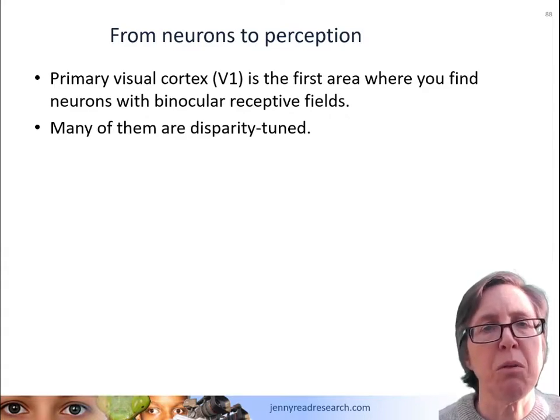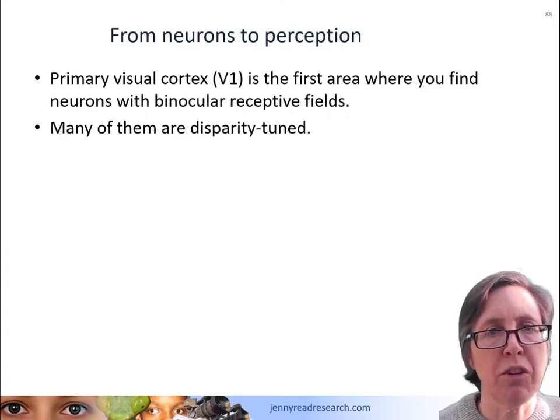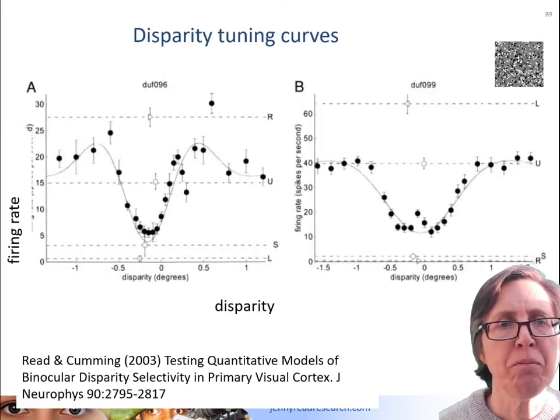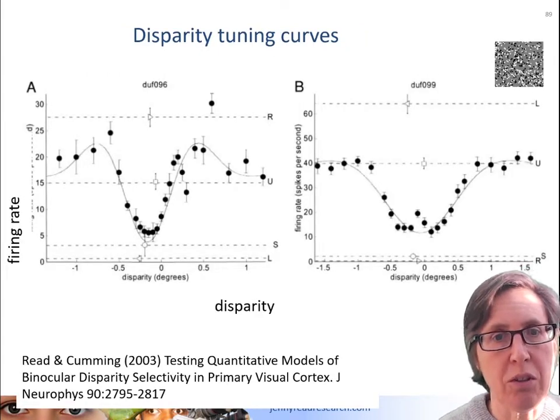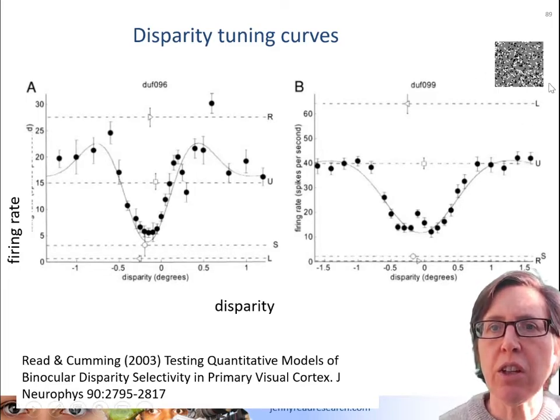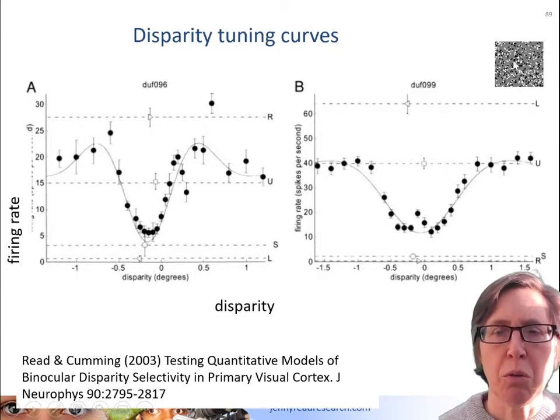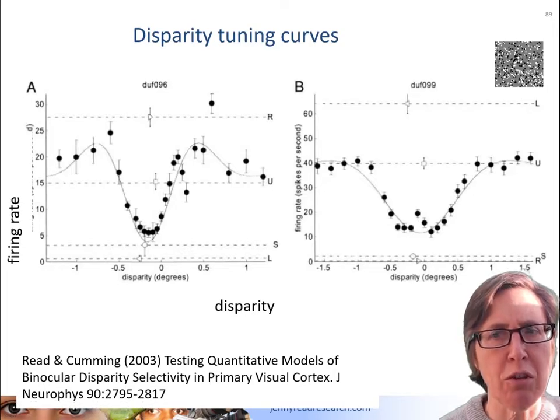So there's a first area where you find neurons with binocular receptive fields, meaning a receptive field in each eye. And many of these neurons are tuned to disparity. What I mean by tuned is that their firing rate modulates as a function of the disparity between the images. Now these curves are obtained with what are called random dot patterns. It's a little bit like the disk image that I showed you earlier.